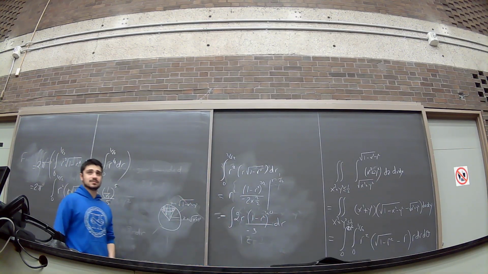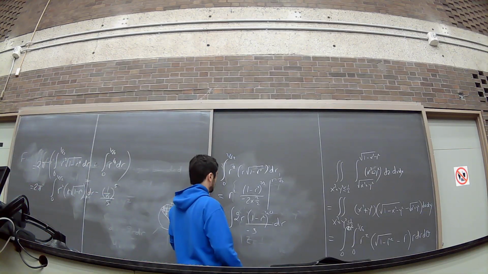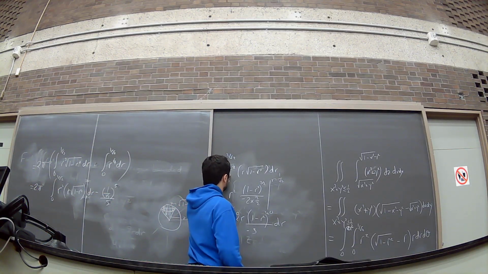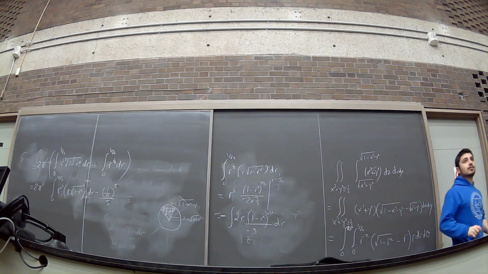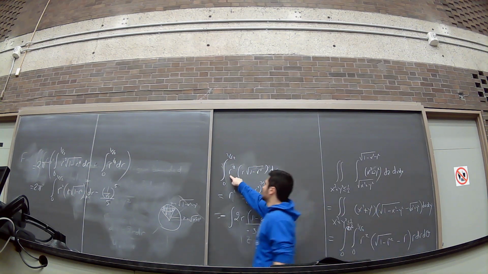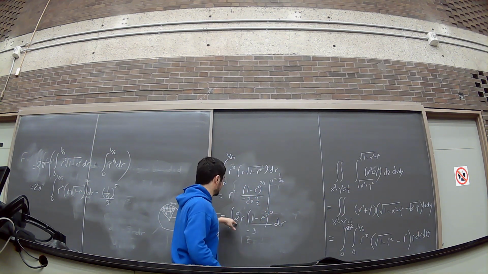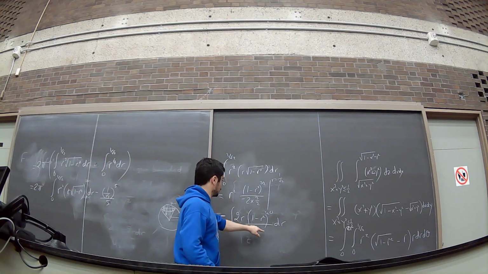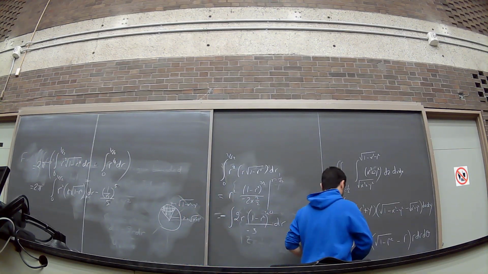Right? You guys see this? This is good? Are we good here? By parts? Are we good? Integral of u v prime is u v minus integral of v prime u. Right? Great, let me evaluate this thing.